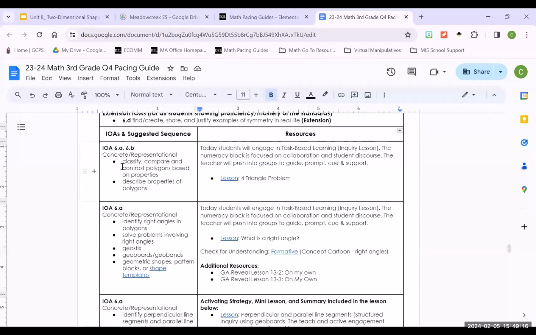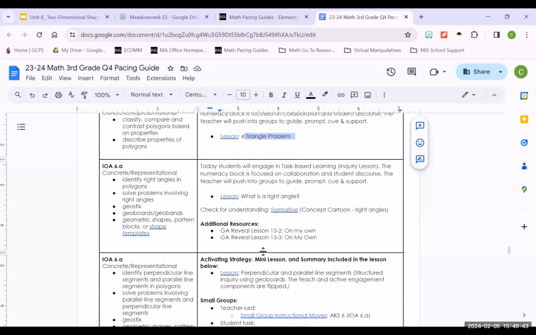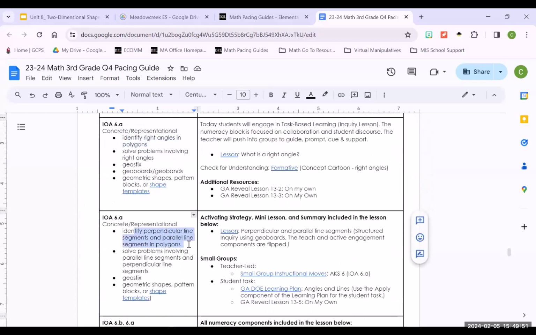We kick this unit off with task-based structured inquiry lessons that are anchored in IOA 6A. The first lesson activates students' background knowledge about the types or categories of polygons and how these are defined. Then the following 2 days, we shift into learning about the specific attributes of two-dimensional shapes, specifically what are right angles, and identifying perpendicular line segments as well as parallel line segments.